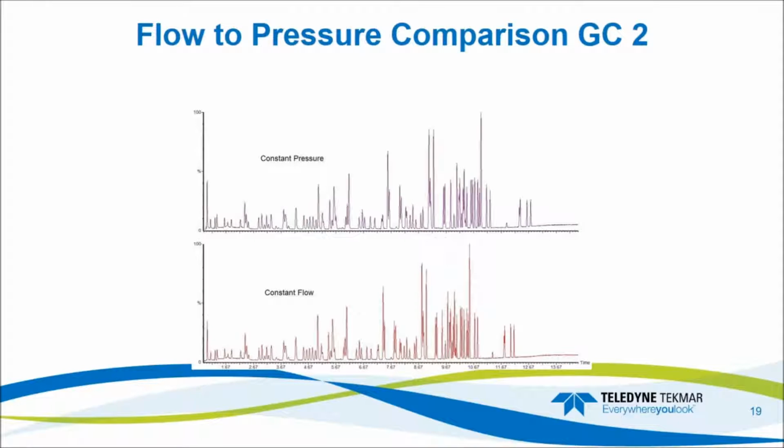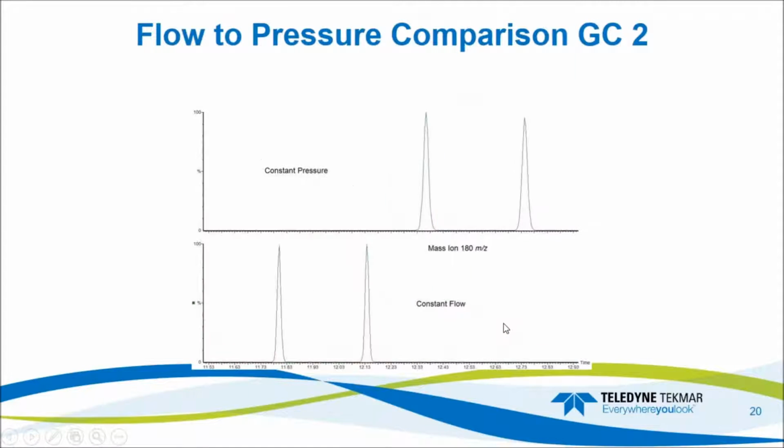Going on to GC number 2, same parameters. We did use a different temperature profile on this one, and we can see hexachlorobutadiene starting to separate out from the trichlorobenzene. But again, we still see that lengthening of these compounds at the final end of the run. Again, looking at those on GC2, the peaks also broadened with the constant pressure versus the constant flow.